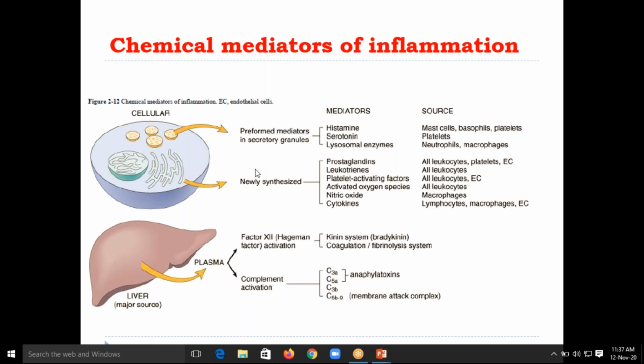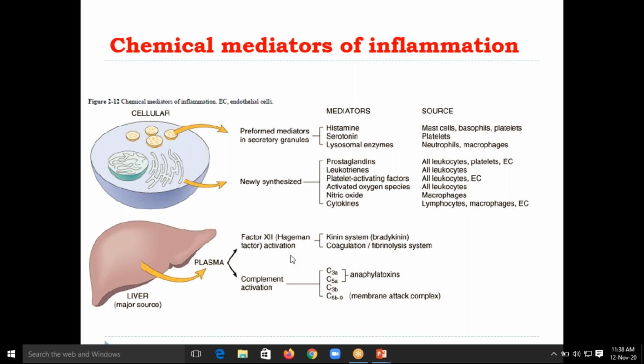Let us see the cell-derived chemical mediators and the chemical mediators which are there in the plasma and secreted from the liver. From mast cells, basophils, and platelets, we get preformed mediators within the cytoplasm, like histamine in mast cells, basophils, and platelets, whereas serotonin is within the platelets, and within the neutrophils and macrophages there are lysosomal enzymes. From all leukocytes, platelets, and endothelial cells, we get prostaglandins, leukotrienes, platelet activating factor from endothelial cells and leukocytes, and reactive oxygen species derived from all WBCs. Macrophages contain nitric oxide, and cytokines are derived from lymphocytes, macrophages, and endothelial cells.